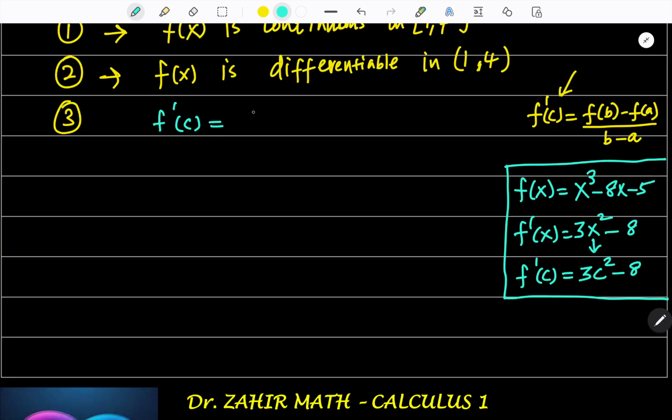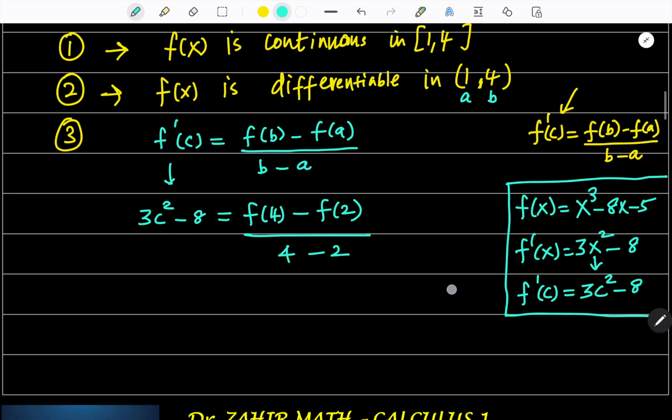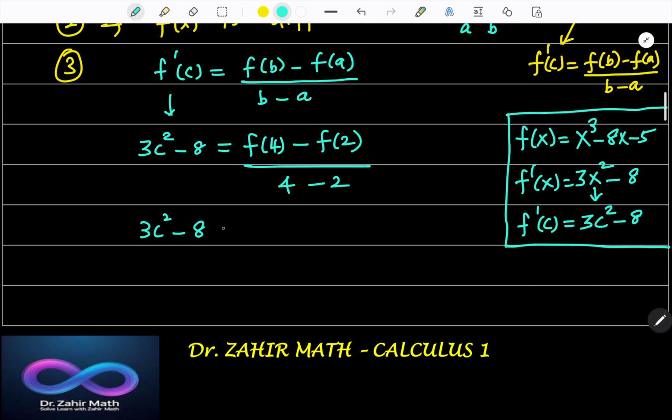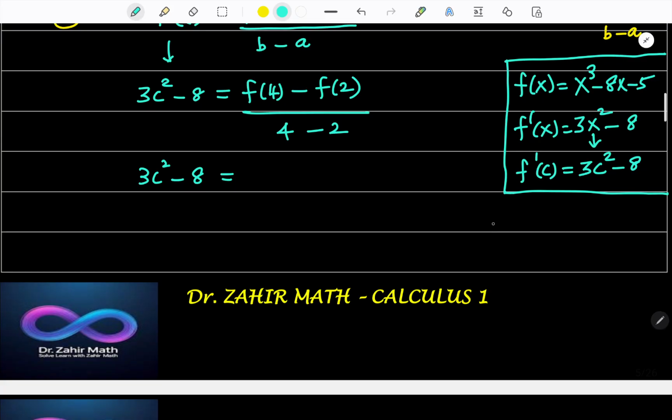f dash of c equals f of b minus f of a divided by b minus a. So f dash of c, just now we calculated, is 3c square minus 8. What is f of b? This is your a, this is your b. f of 4 minus f of 1 divided by 4 minus 1. So 3c square minus 8 equals, come on, take your calculator. You need to type the equation. Come on, type the equation: x cube minus 8x minus 5. Okay, how to type?